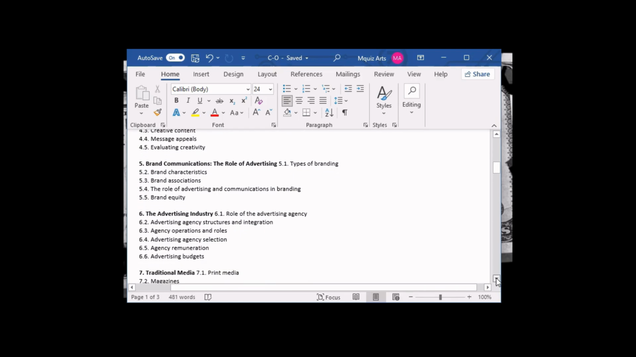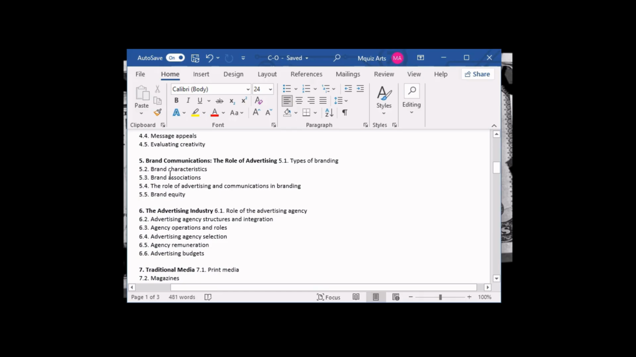Let's talk about topic 5. Topic 5 is about brand communications, which also contains the role of advertising.